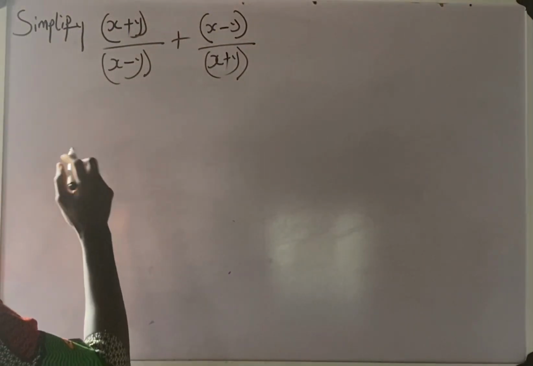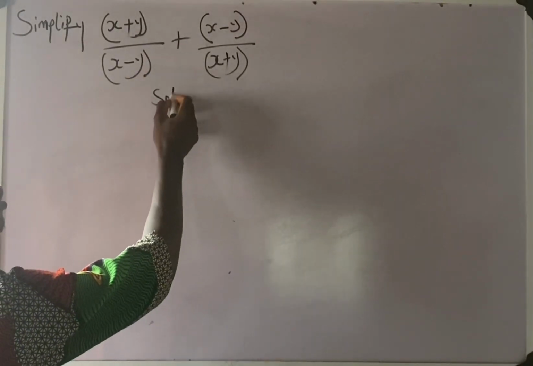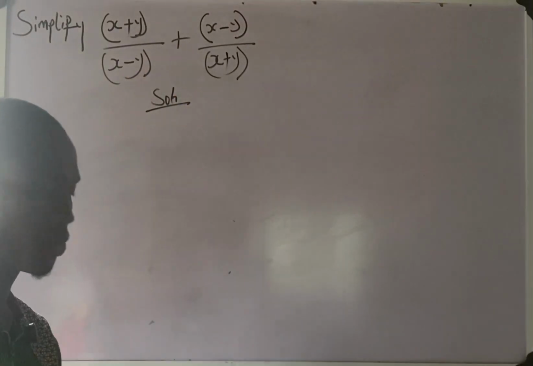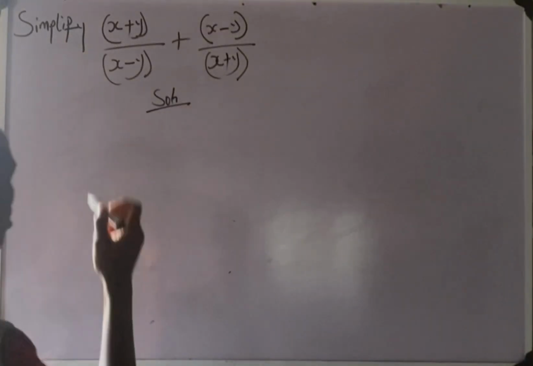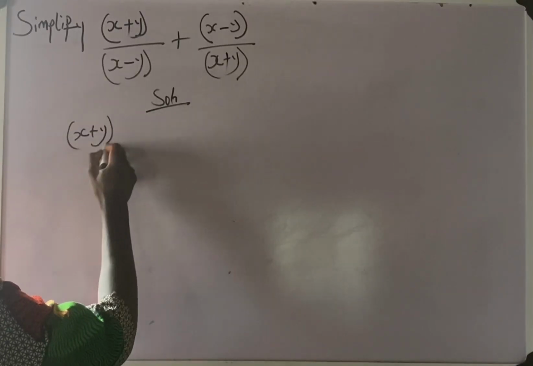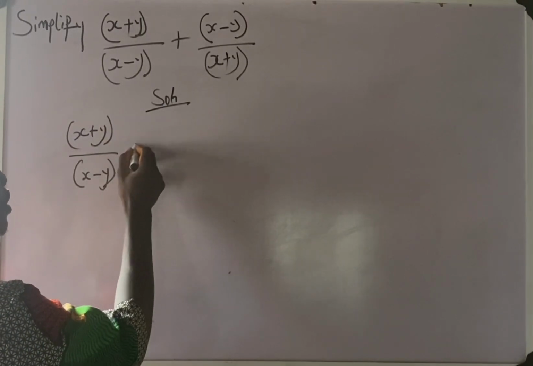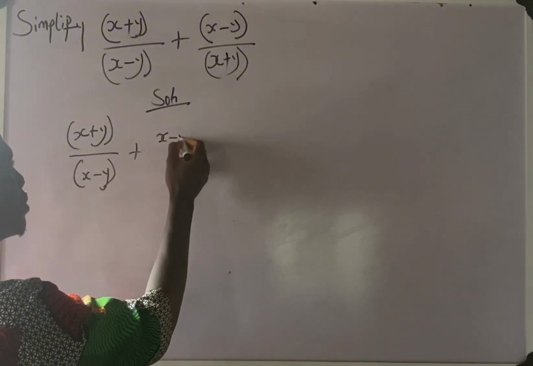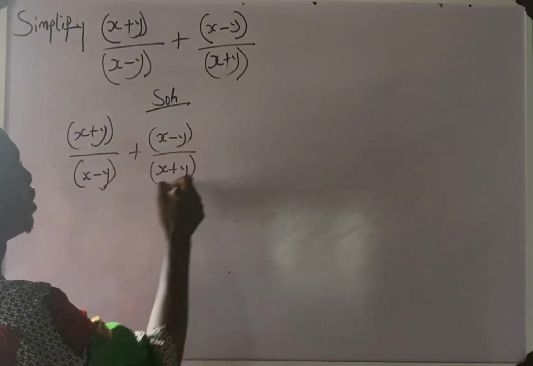Look, we have this question before us. This is fractions also. This is a continuation from our last video. If you noticed in our last video, I told you that when we have a question like this, that is (x + y) all over (x - y) plus (x - y) all over (x + y).